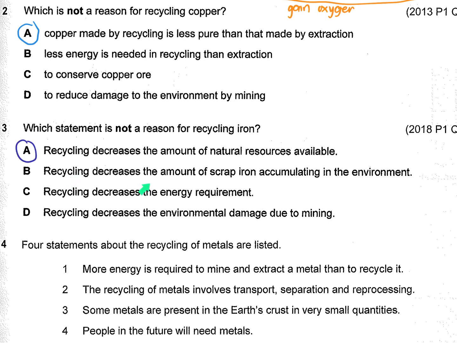So when you carry out recycling, you decrease the amount of scrap metal accumulated in the environment, yes. So instead of throwing them away, you are actually trying to reuse it, so that you can conserve some of the metals that are present in the scrap iron. Okay, then let's look at option C. Recycling decreases the energy content, yes, because if you are not going to extract the metal, you don't have to heat the metal and provide the energy for the extraction process to take place. Therefore, you actually reduce the amount of energy needed. Okay, and lastly, recycling definitely will reduce the environmental damage that is caused by the mining process.